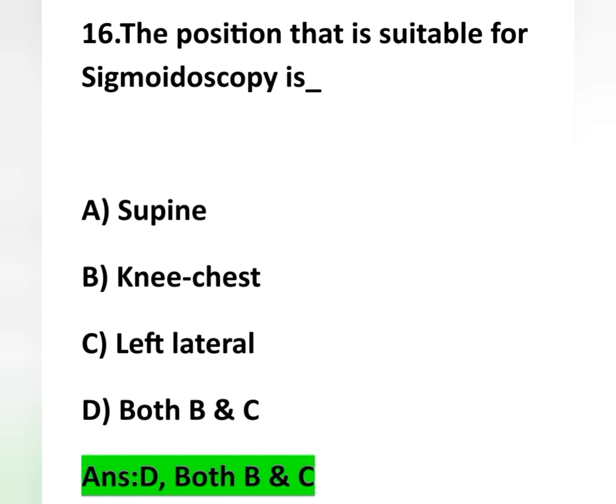In this question, sigmoidoscopy means the visualization of the anus, rectum and sigmoid colon. And sigmoidoscopy is performed in either knee chest position, which is also known as genupectoral position, or left lateral position. Left lateral position is known as Sims position. So genupectoral or Sims position, knee chest or left lateral, both are there. So the answer is option D, both B and C.